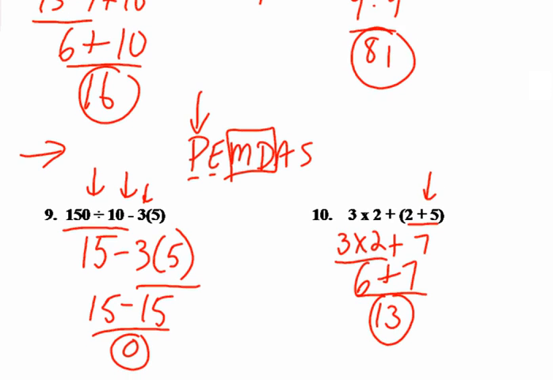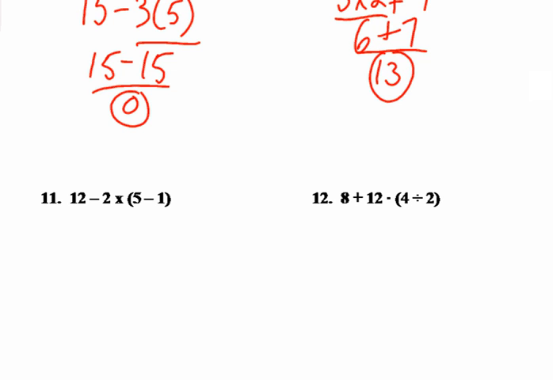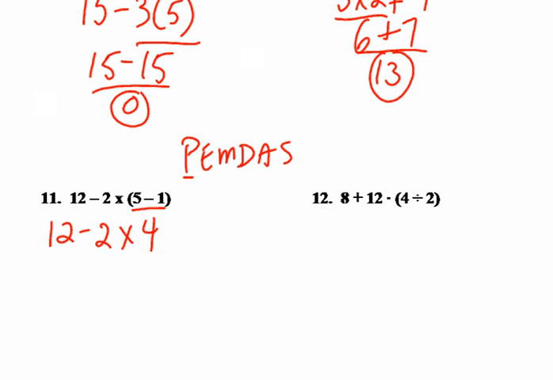I think I've got just a couple more here. I'm going to write PEMDAS real quickly. So in this one, again, we want to do parentheses first, and we do have something we need to do inside of there. We're going to do 5 minus 1. I don't need to bring the parentheses down because I've carried out all the operations inside. Now I have a choice of subtraction and multiplication. I'm going to multiply first. And then 12 minus 8 is 4.